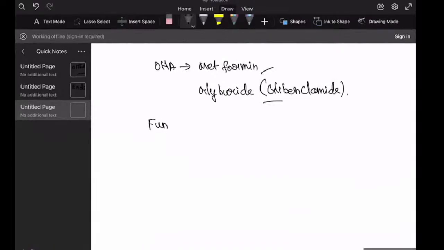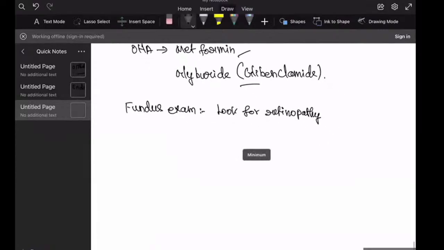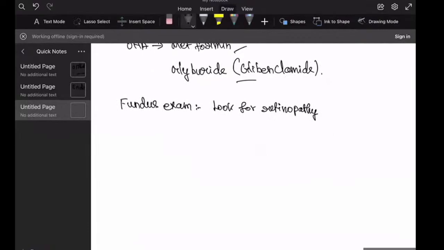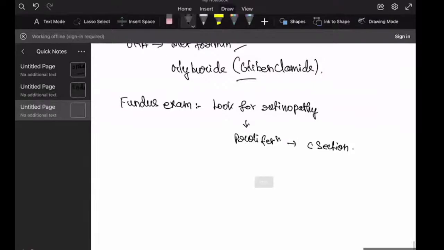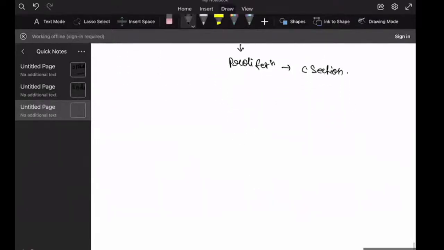And if fundus examination is done, please look for retinopathy of the mother. If there is any proliferation, C-section. So this is about diabetes.